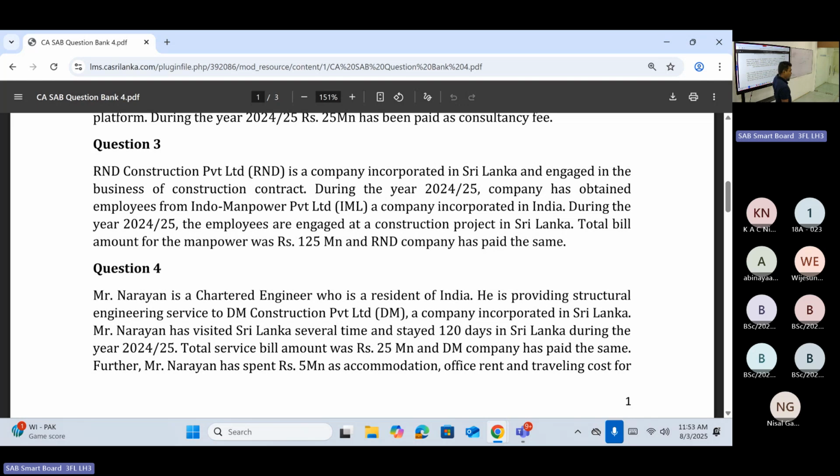But as per the law, if the employment is exercised in Sri Lanka, irrespective of who makes the payment, it shall be considered as a source in Sri Lanka. They are chargeable with that.